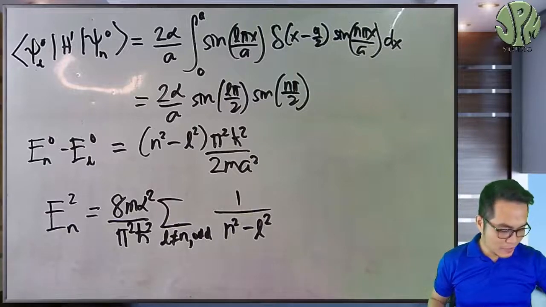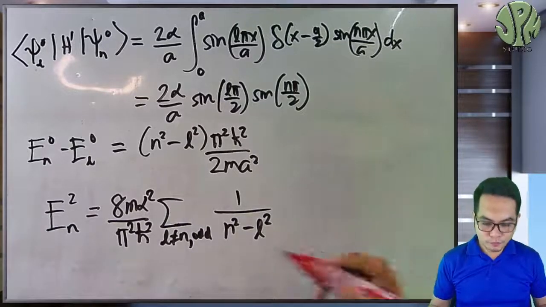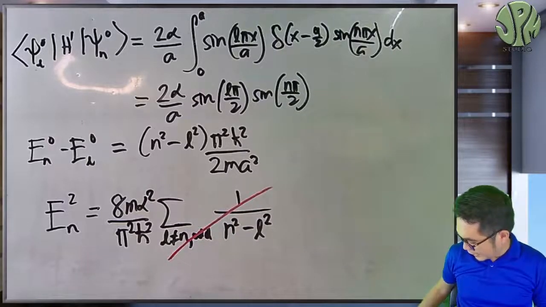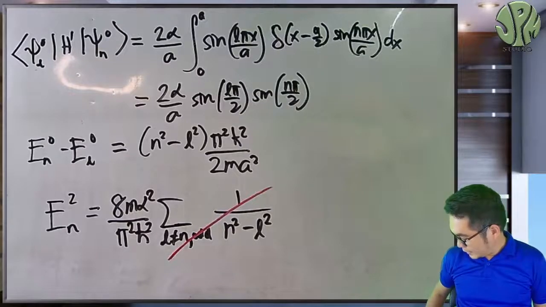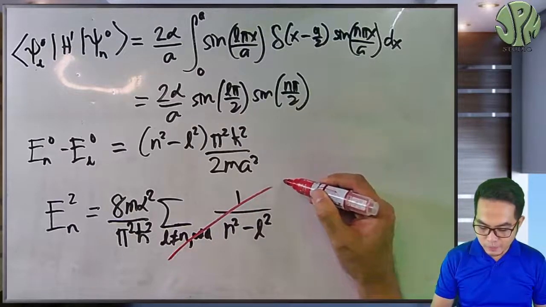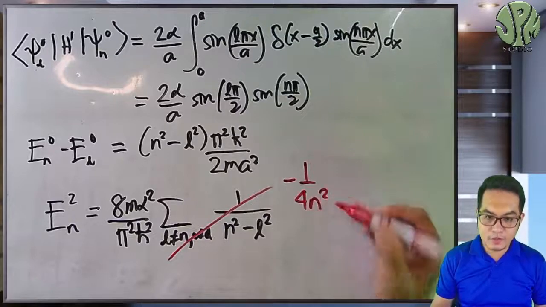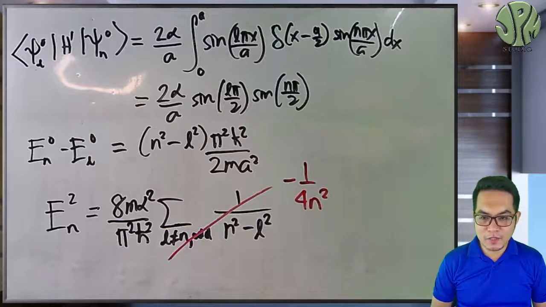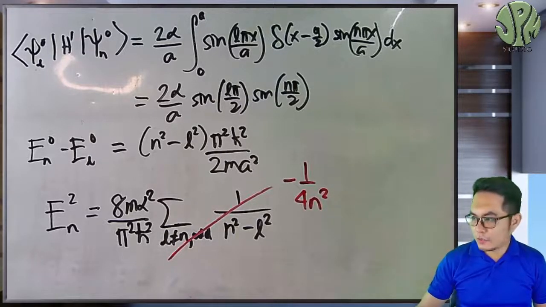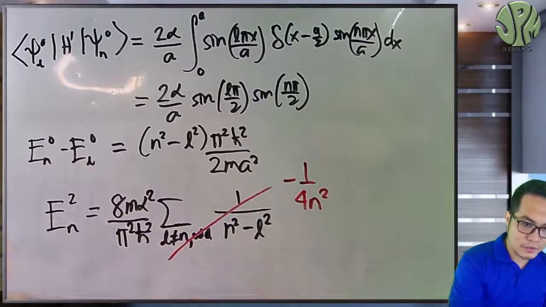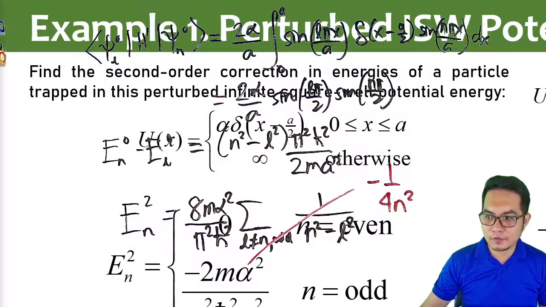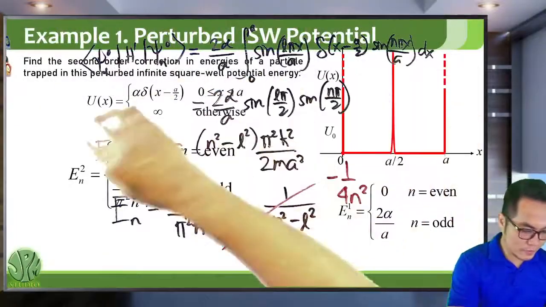Now I will leave this for you to exercise, for you to research. This is highly mathematical. This summation is actually equivalent to negative 1 over 4n squared. So negative 1 over 4n squared. That summation is equivalent to that one. So therefore, the second order correction in energy, if this is negative 1 over 4n squared, is just given by this one.